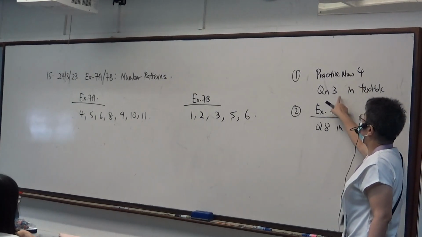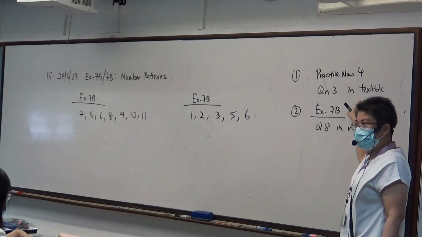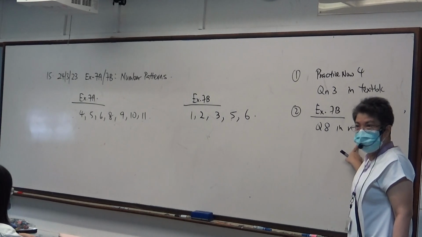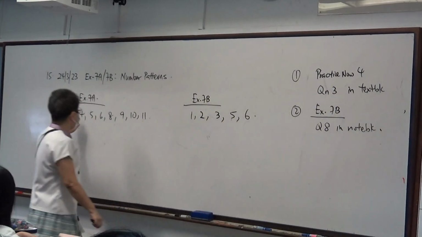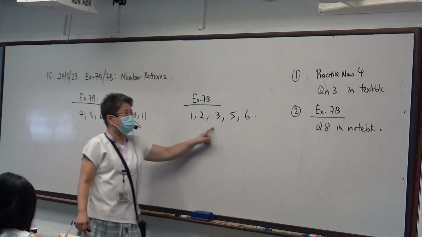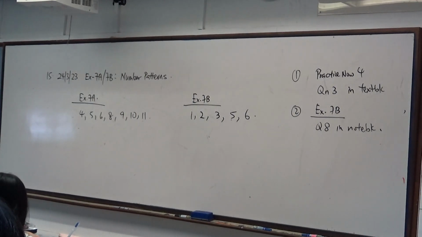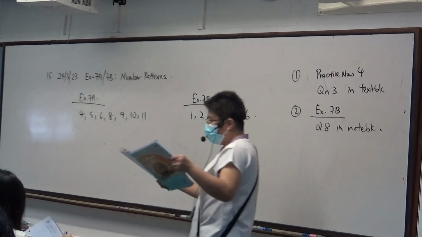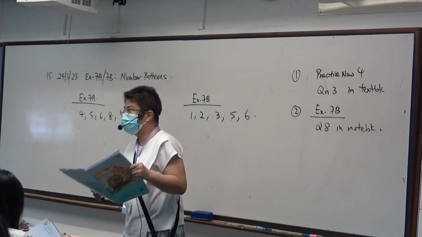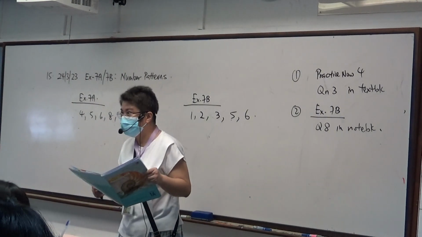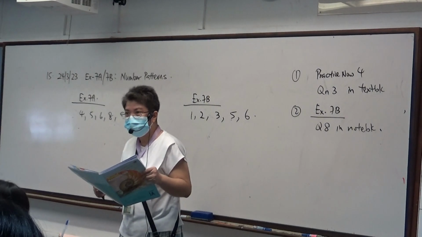Now, all of you listen up. Practice now for question 3. Just do it in the textbook. Exercise 7B, question 8, do it in the notebook. Understand? Okay. Now, exercise 7A, you're going to do these questions. Exercise 7B, you're going to do these questions. Now, I want all of you to look at exercise 7B, question number 1. Can you see that in part 2, they say copy and complete the table. You're expected to copy and complete the table. Do what the question says. Don't just anyhow do. You must follow the question exactly.